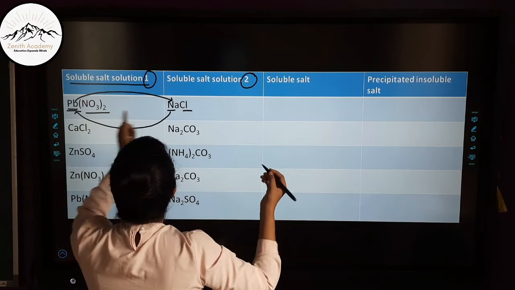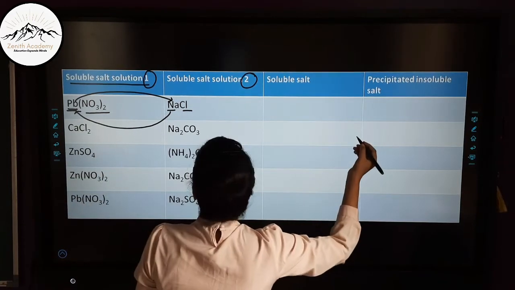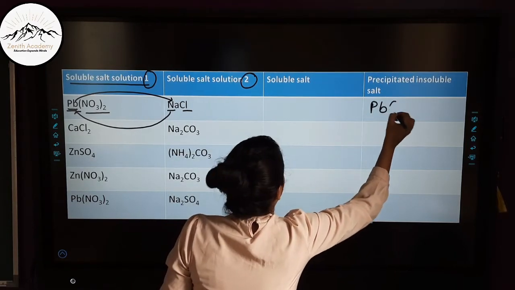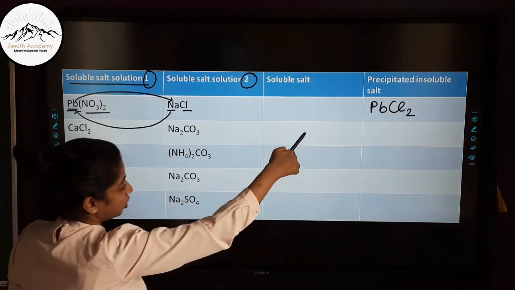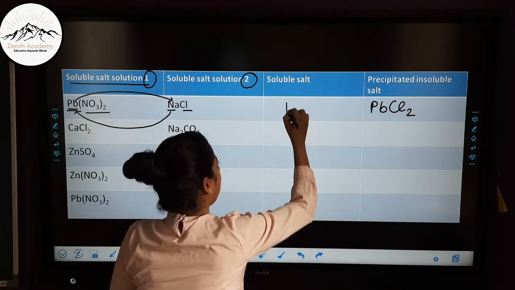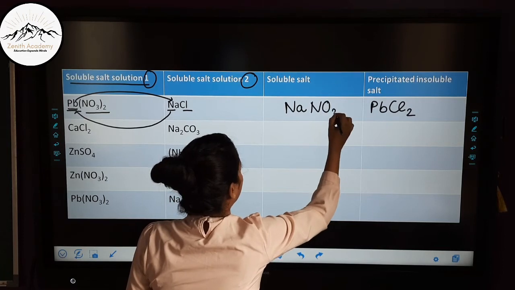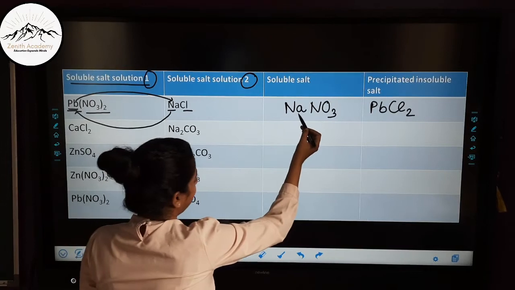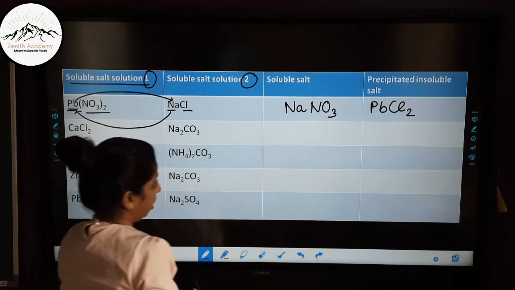First, lead is taking the position of sodium. So what will happen? It will form PbCl2, because Pb is +2 and Cl is -1, so PbCl2. Then sodium will take its place. It will form NaNO3. Now children, you should know how the formulas are formed. Sodium has a valency of +1, NO3 has a valency of -1. So when they exchange, it forms NaNO3.